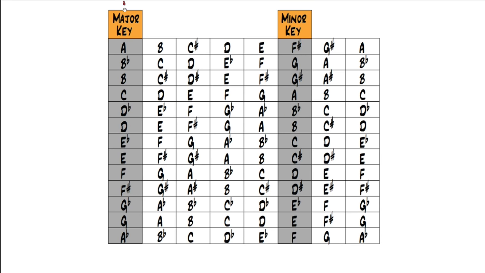So this column here is your major keys. This column here are your minor keys. So these minor keys you would carry out just like you did with the natural minor scale. So you'd have F sharp, G sharp, A, then B, C sharp, D, E, back to F sharp. You could just carry that out this way.